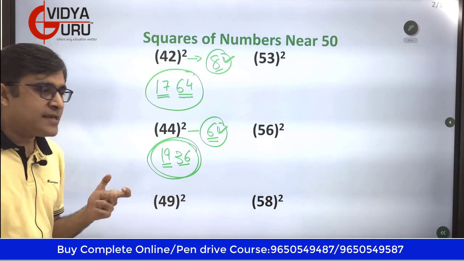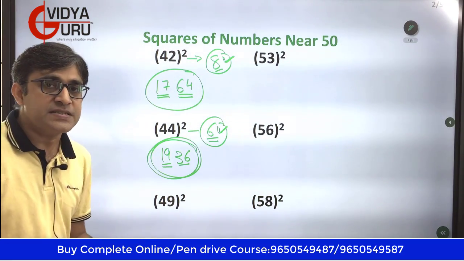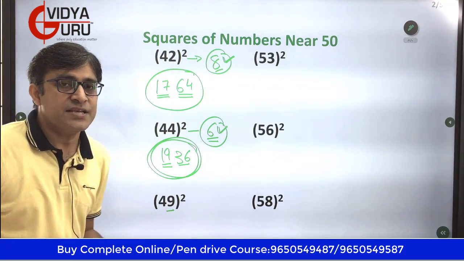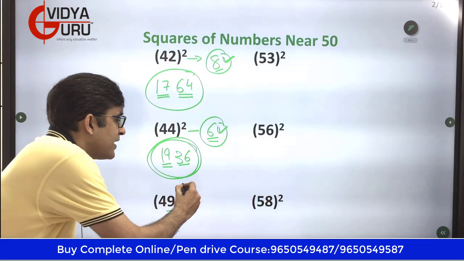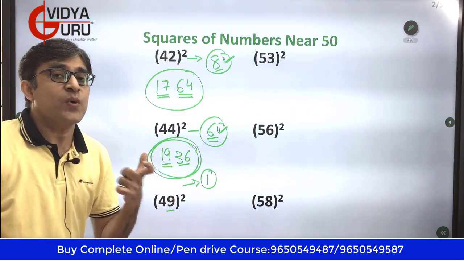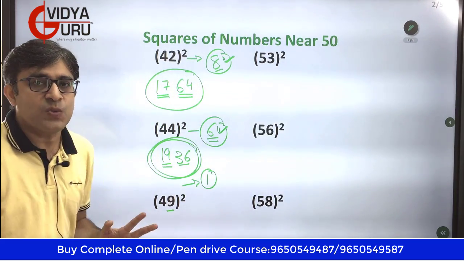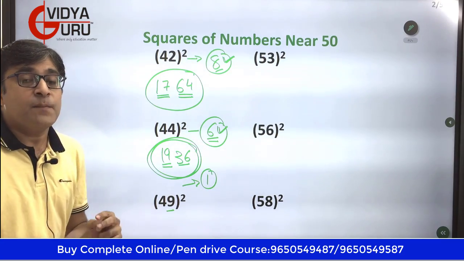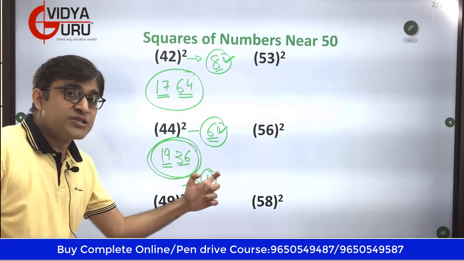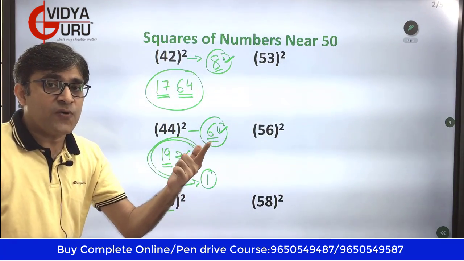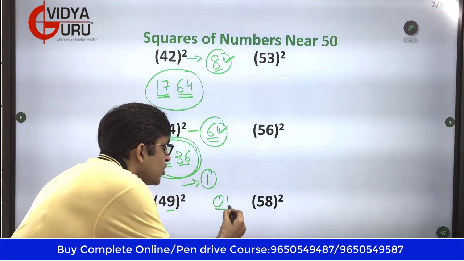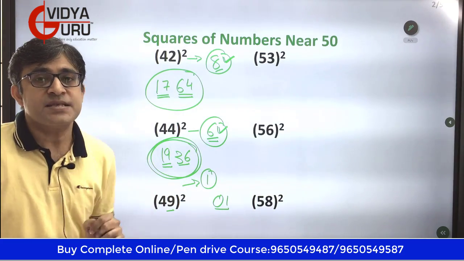Sure. Now you may be thinking, why did I give you one more question of this type? Let's see. 49. How less is it as compared to 50? It is 1 less as compared to 50. What is the square of 1? The square of 1 is 1. But you require the last two digits. So the square of 1 will be written as 01. That is the important part.